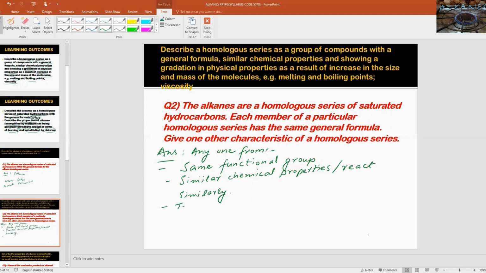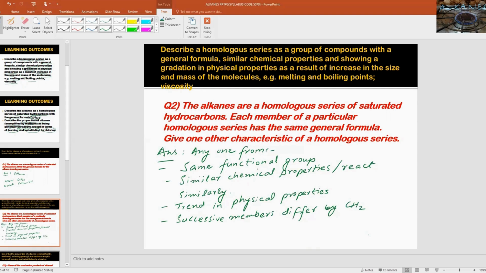You can write trend in physical properties. You can write any trend like increase in boiling point, melting point. You can even write the definition of homologous series: successive members differ by CH2.